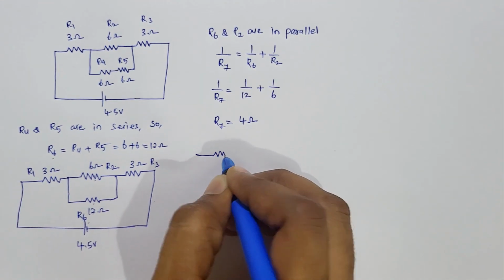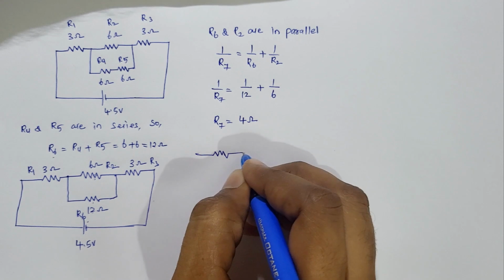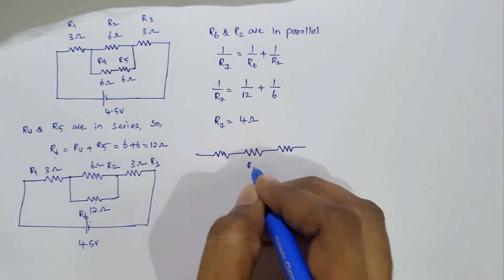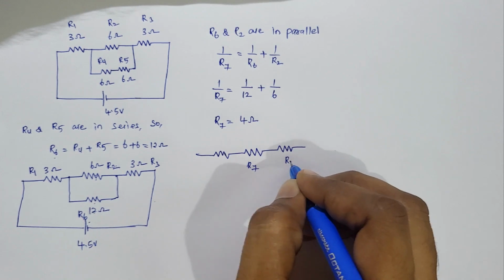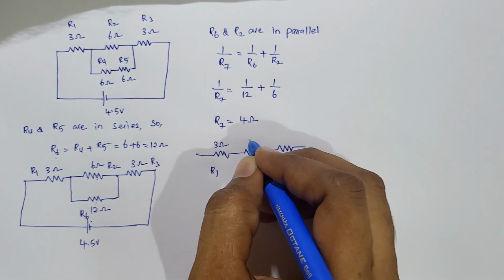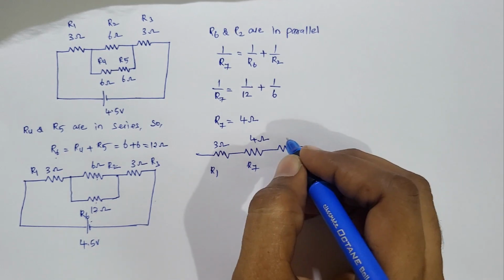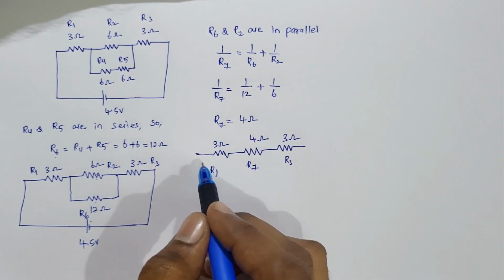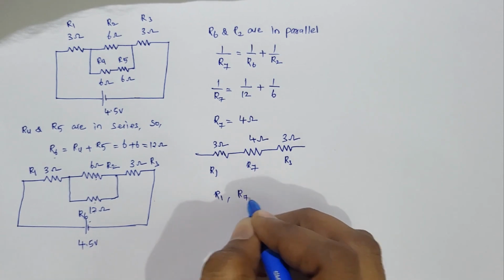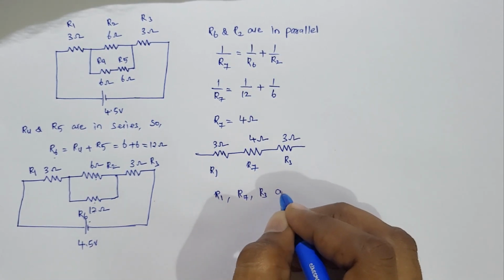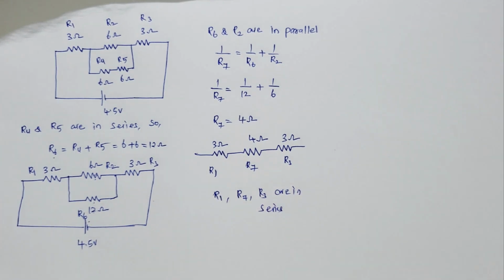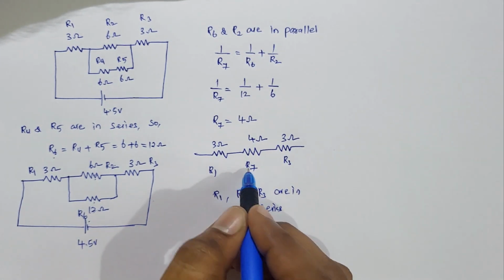So this is R7 and this is R3 and this is R1. This value is 3 ohm, this value is 4 ohm and this value is 3 ohm. So now R1, R7, R3 are in series. So R1 plus R7 plus R3.